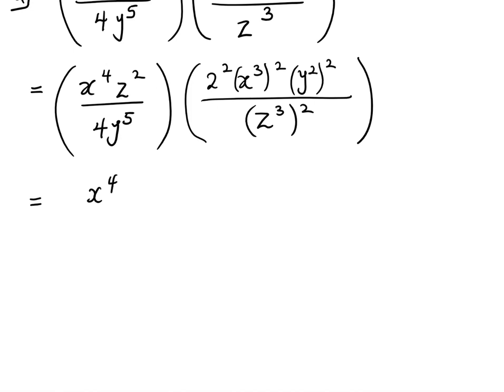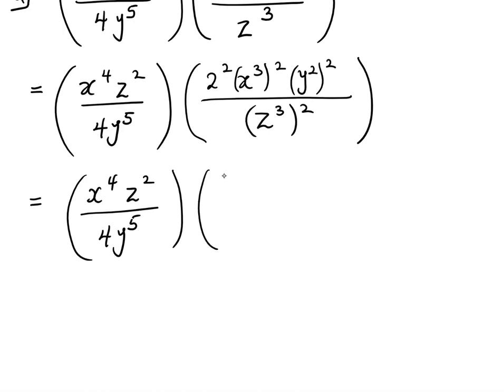So x raised to power of 4, z raised to power of 2, 4y raised to power of 5. So multiply by, let me put my parentheses. So this gives us 4. Then x, you remember the rule you are going to apply now. So you multiply the powers, so you have 6. Then y raised to power of 4 divided by z raised to power of 6.